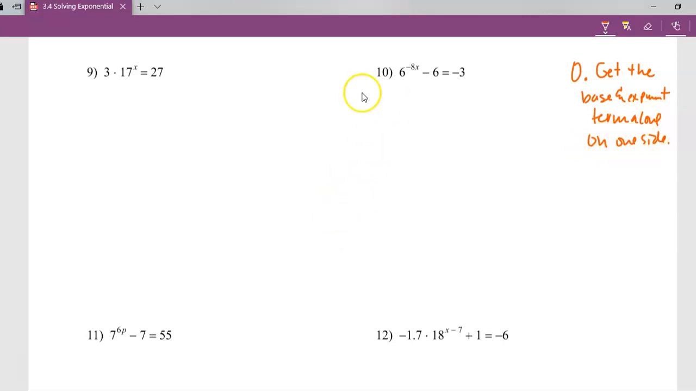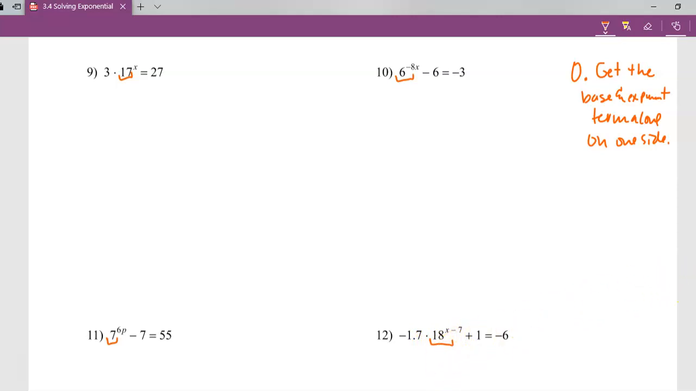Okay, what do I mean by that? As I look at this, the base with the exponent is 17 to the x. I need to get that alone on one side before I begin. Over here, it would be 6 to the -8x. The base with the exponent needs to be all by itself on one side. On number 11, that would be 7 to the 6p needs to be alone on one side before I begin. And on 12, it would be 18 to the x minus 7 needs to be alone.